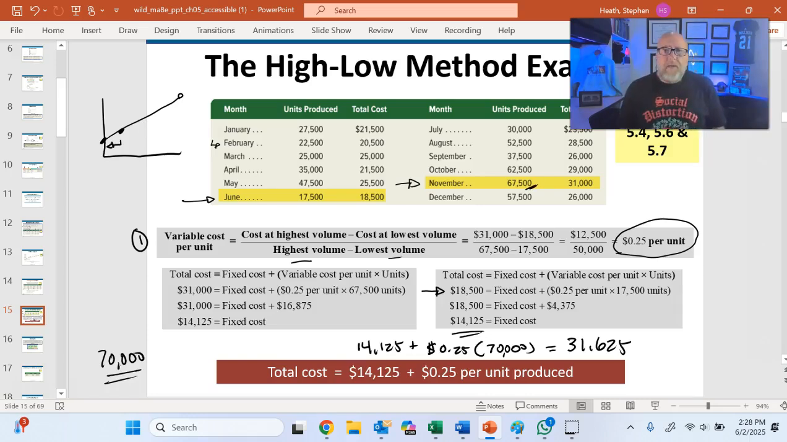So at 67,500 units I've got 31,000 in costs. So 70,000 units is going to be slightly more than 31,000. And what I'm saying is, if I produce 70,000 units, I could expect to incur $31,625.